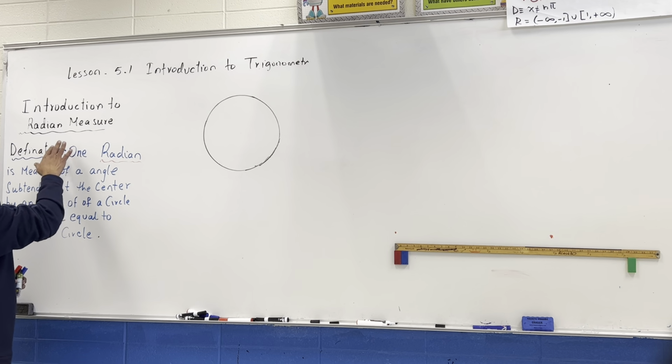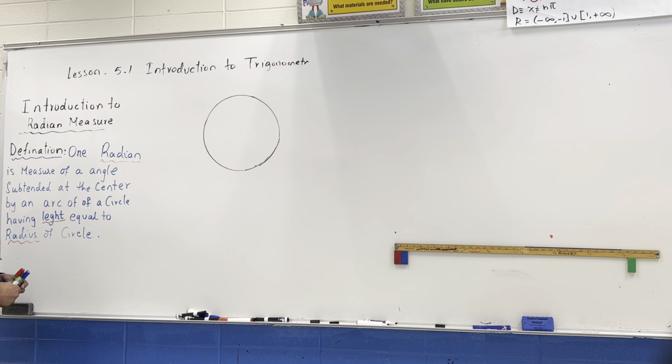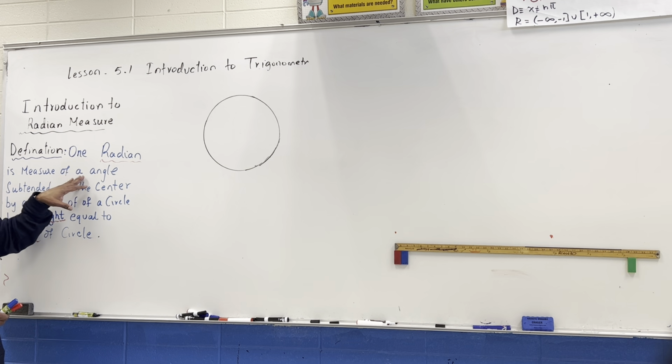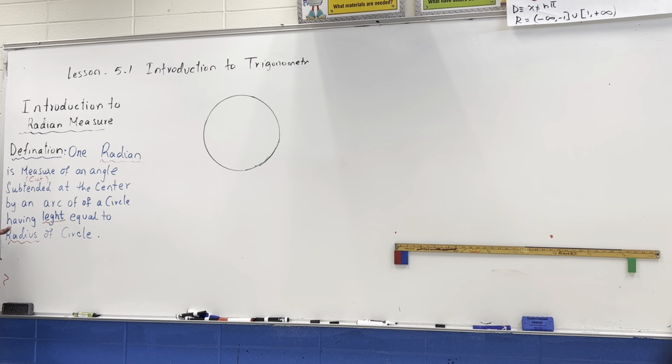So what does this mean? The definition begins with, let me quickly read for you. 1 radian is the measure of an angle subtended at the arc. Now what is the meaning of subtended? It's like cut. So a piece of the circle where the angle is made. So let me draw that. At the center by an arc of a circle having length, so I'm putting that important information, this length has to be equal to the radius of the circle.